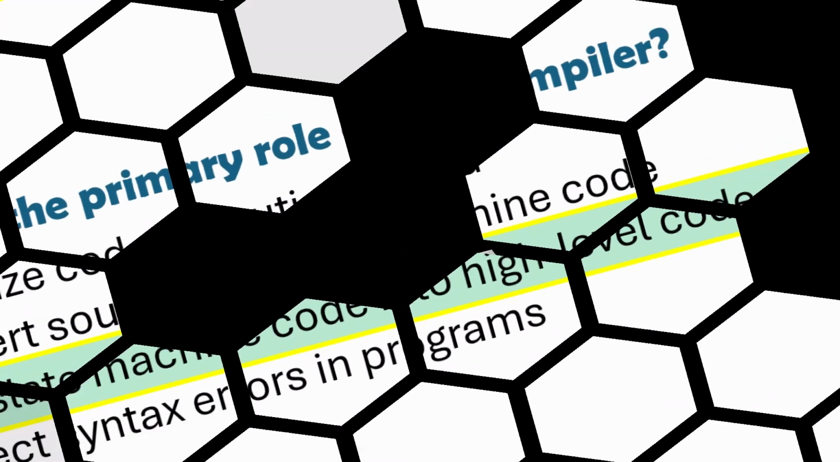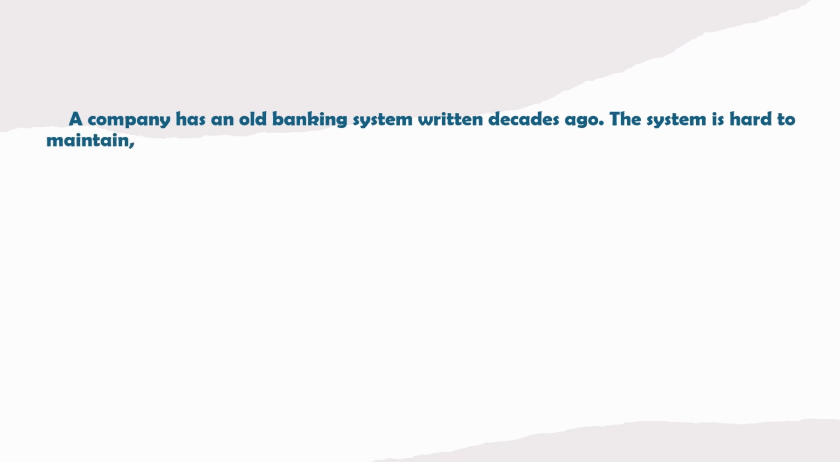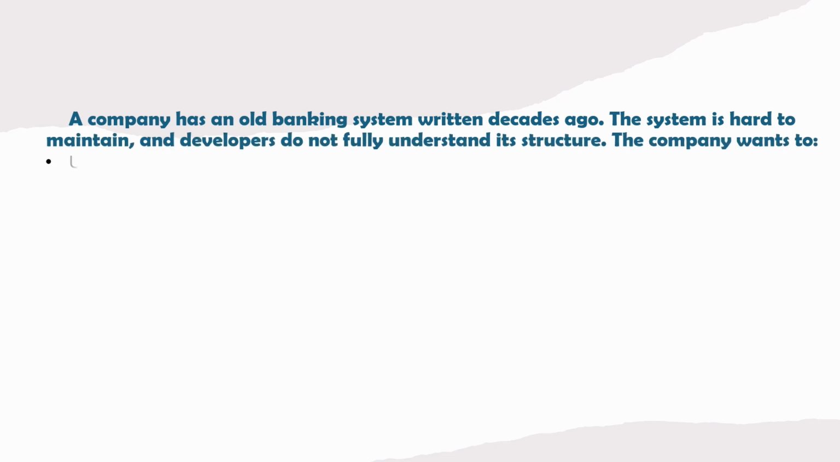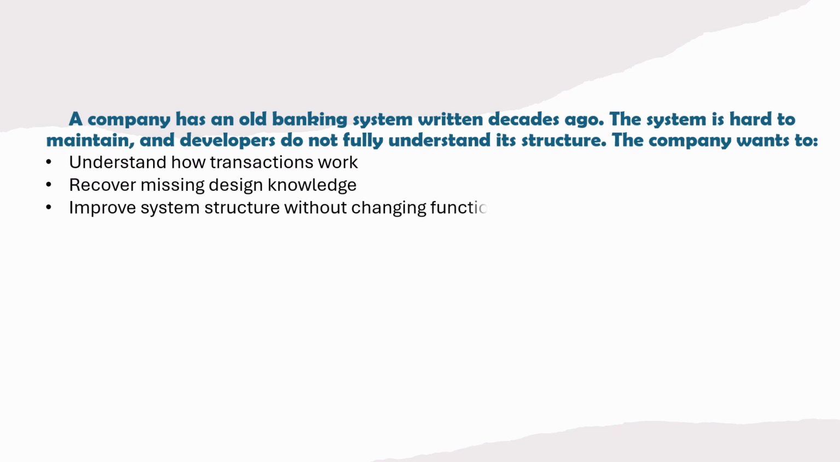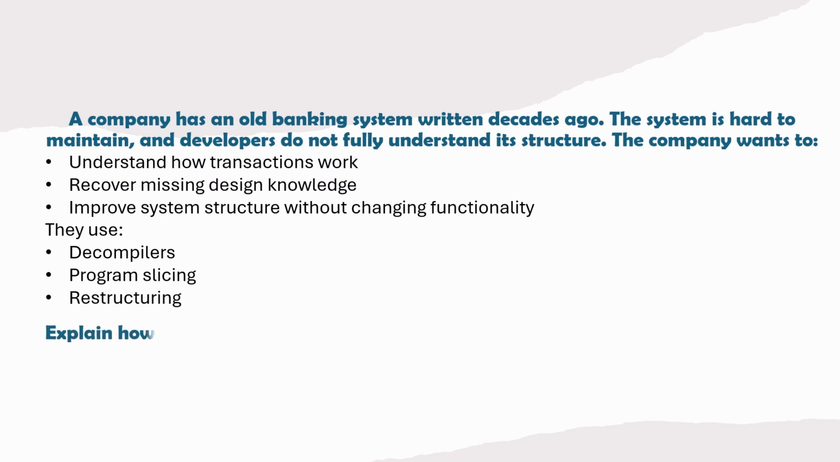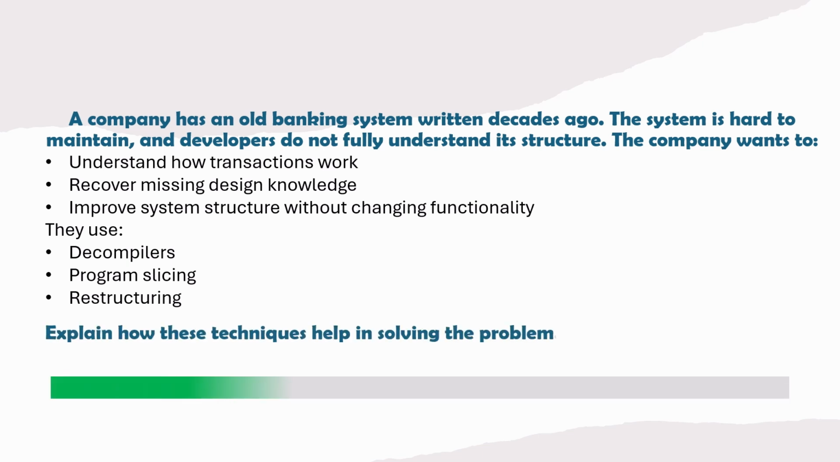Now consider this scenario. A company has an old banking system written decades ago. The system is hard to maintain and developers do not fully understand its structure. The company wants to understand how transactions work, recover the missing design knowledge, and improve the system structure without changing the functionality. So they use decompilers, program slicing, and restructuring. Just take a pause and think how these techniques help in solving the problem.